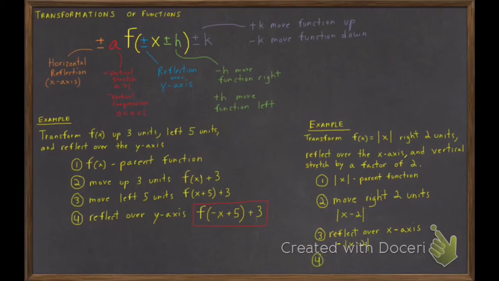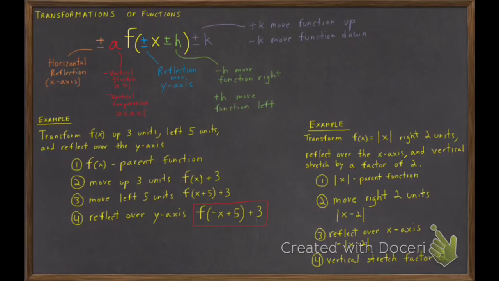And finally, our step number 4 is we want to vertically stretch by a factor of 2. So we're going to vertical stretch factor 2. And what does that now change? How does that change our function's naming?